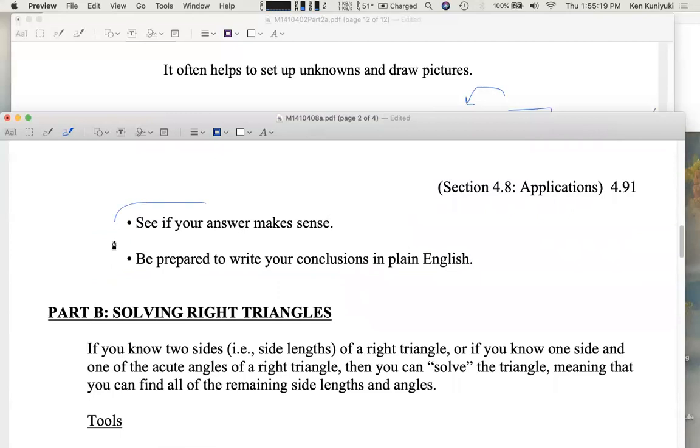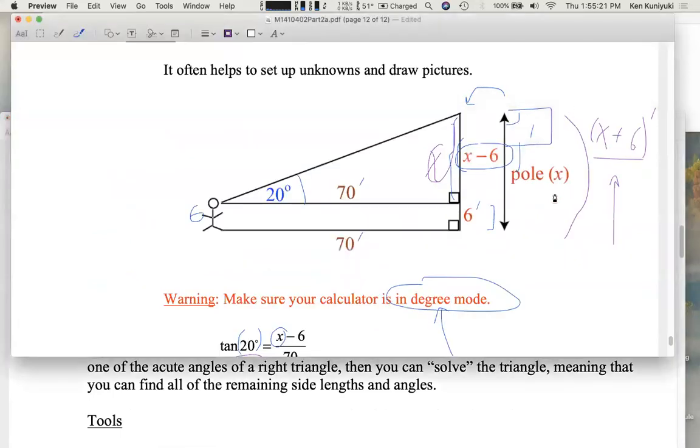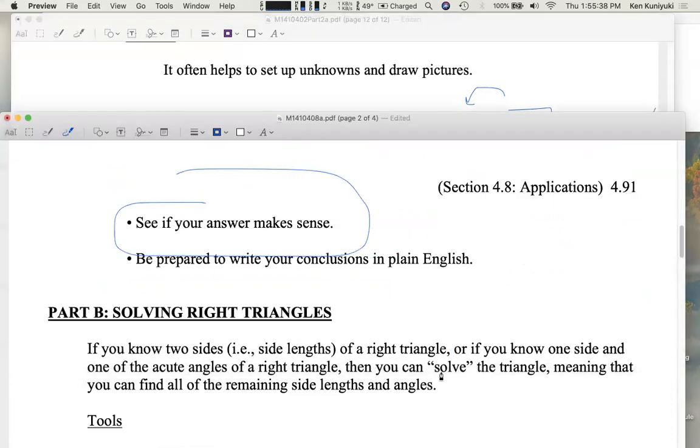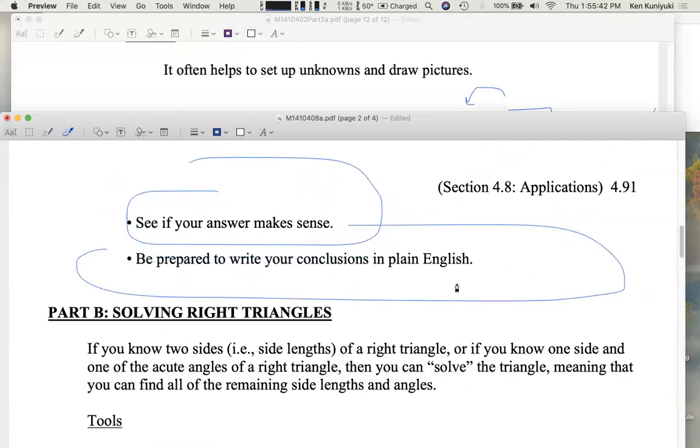See if your answer makes sense. So if I claim here that this flagpole is 1,000,000 miles high, you probably made an error. I would bet that you made a conversion error. For example, maybe you should have converted from inches to feet or vice versa, and you didn't do that. Again, be prepared to write your final conclusions using plain English sentences. In these days of Common Core, we tend to prefer that.